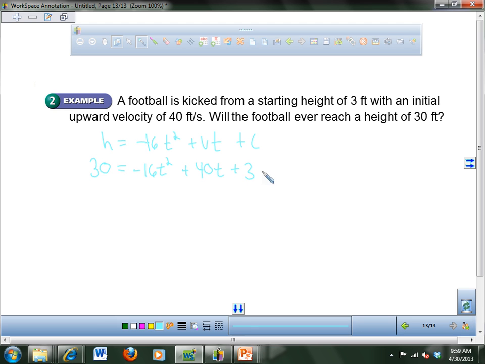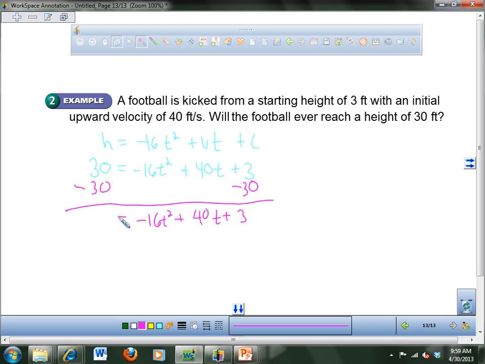Okay? Before I can use the discriminant, I have to get 0 on one side of the equation. What do I do, Justin? Subtract 30. Very nice. So I'm going to subtract 30 over here. And if I subtract 30 over there, I subtract 30 over here. Okay? So I have negative 16t squared plus 40t plus 3 equals 0. You can put the 0 over here, it doesn't matter.